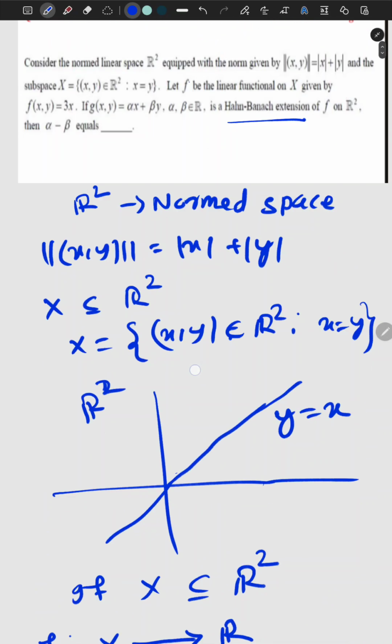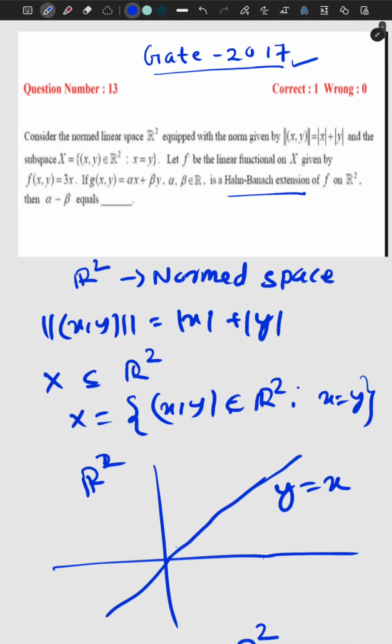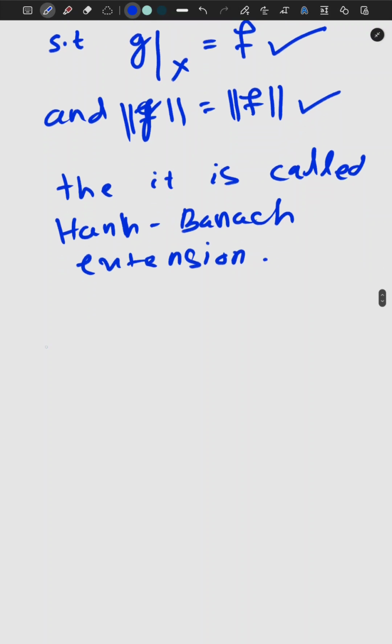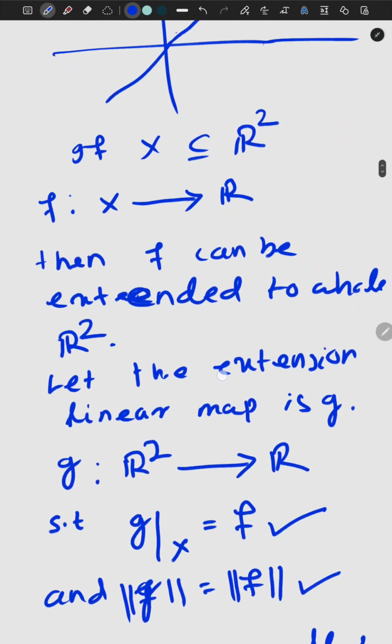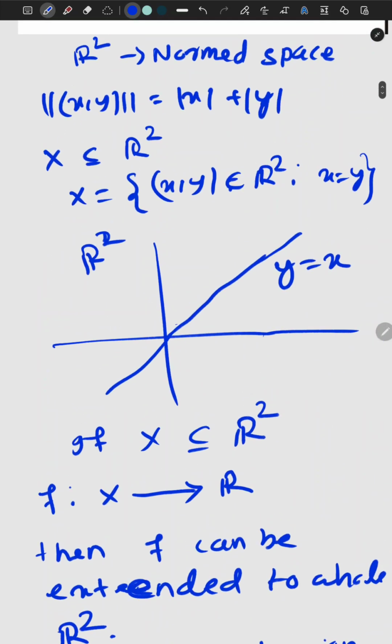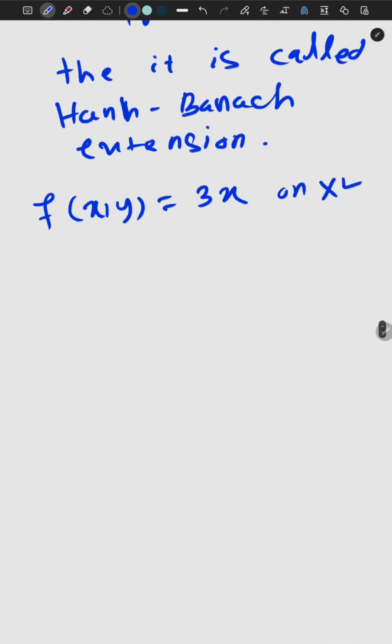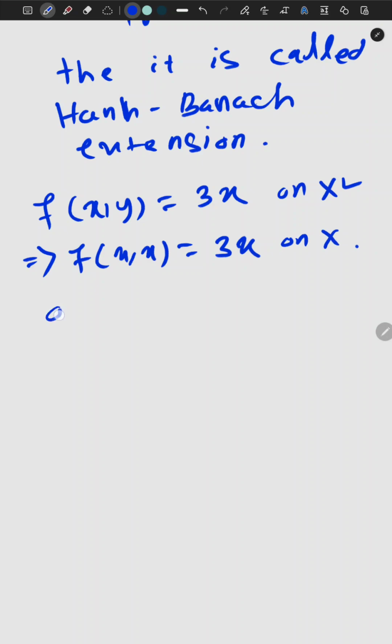In our problem, what is given? How is f defined? f of (x, y) equals 3x, but in our case f is defined on X, meaning in the space where x is equal to y. So it is nothing but f of (x, x) equals 3x on X. And G is defined in the question.